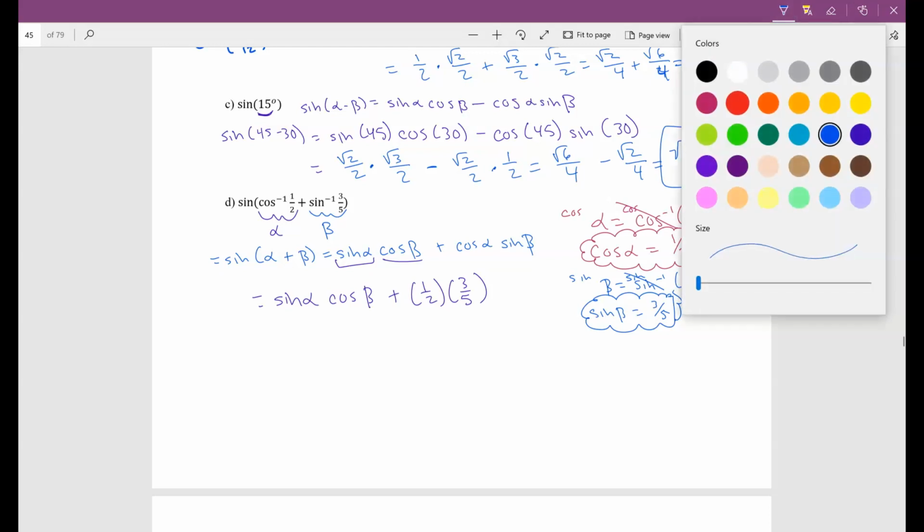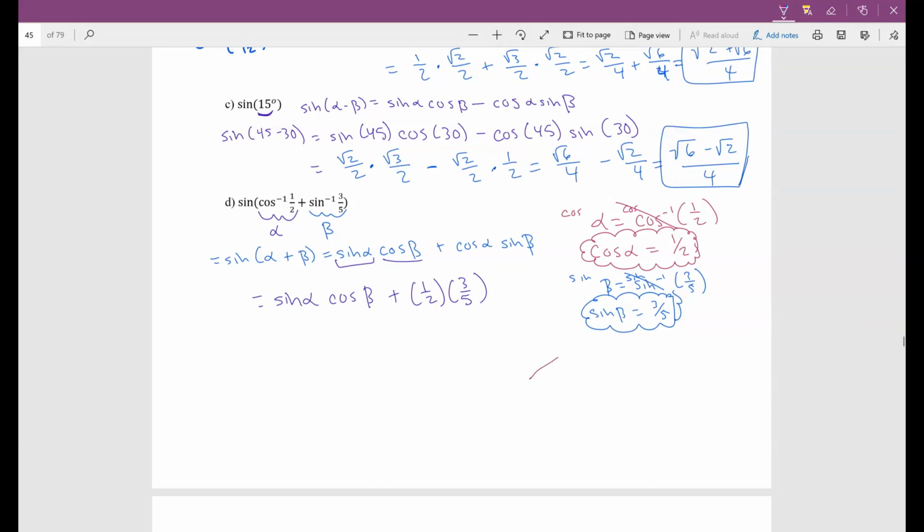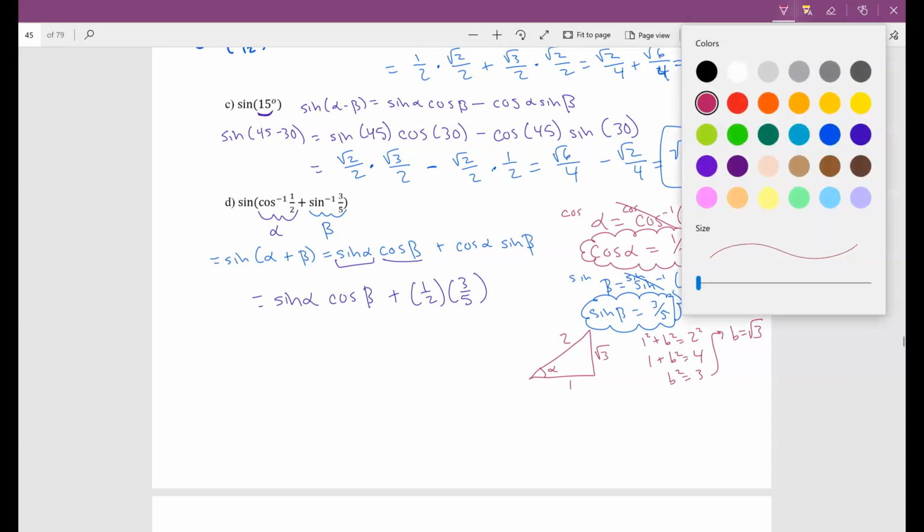Let me use the correct color. So for alpha, I can draw a triangle. Here's alpha. We know that the cosine is the adjacent over the hypotenuse, so this is just 1 and 2. I can figure out the other side using the Pythagorean Theorem. So 1 squared plus b squared equals 2 squared. So 1 plus b squared equals 4, b squared equals 3, so that means that b is equal to square root of 3. So this guy's going to be square root of 3.